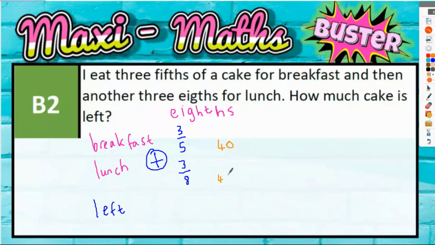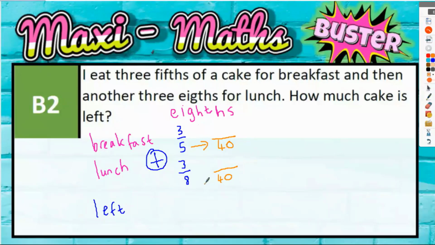One way of doing it is just to multiply the two denominators together. That will always give you a common denominator. It won't always give you the lowest common denominator, but in this case, the lowest common denominator for 5 and 8 is indeed 40. 80 would also work, 120 would also work, but we're just going to go with 40 to keep it nice and low.